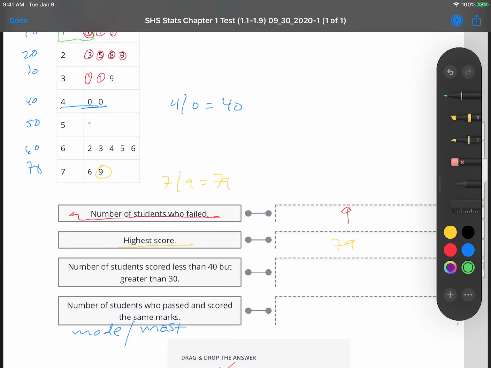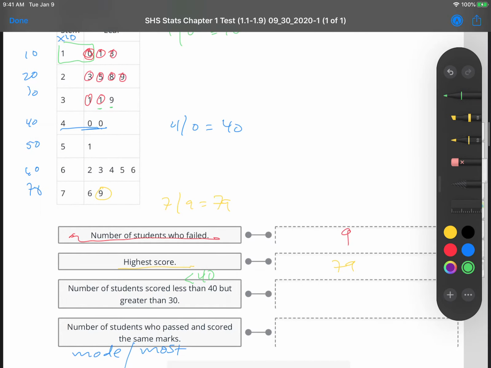Let's change colors. So the numbers that scored less than 40. Now it's not less than or equal to. It has to be less than 40. So 39, 31. And 31. So that would represent 3. Number of scores that are less than 40. So less than 40, but greater than 30.